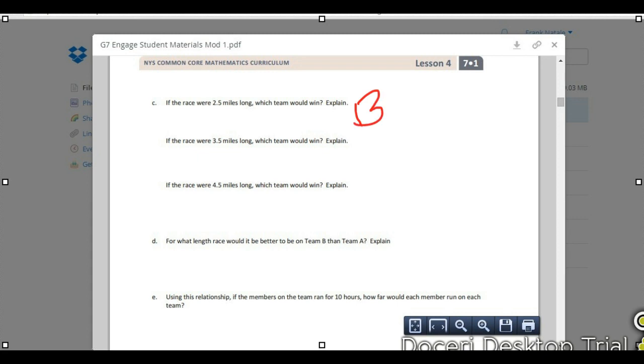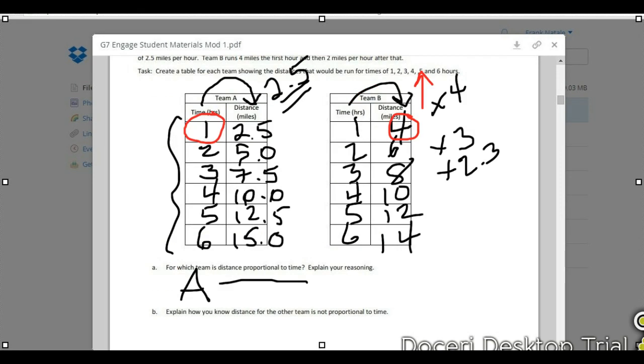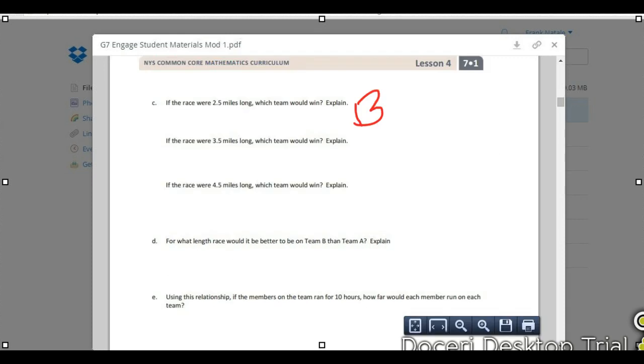Again, if the race were 3.5 miles long, we can look back there. 3.5 miles is the same situation. It's still less than 1 hour because they went 4 miles in an hour, so for 3.5 miles, they're going to do that more quickly. And again, same idea here. These guys have only gone 2.5 miles in an hour, so it's going to be more than an hour for them. So this would also be Team B.